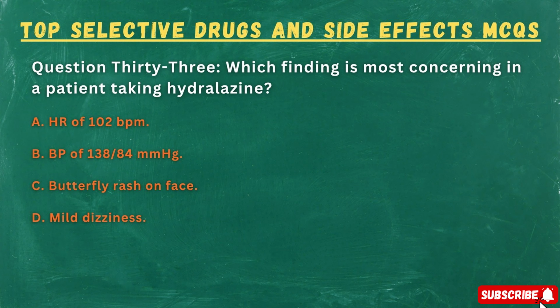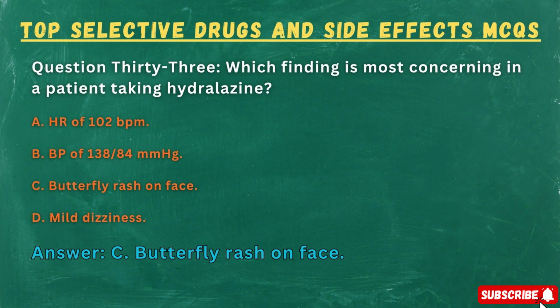Question 33. Which finding is most concerning in a patient taking hydralazine? A. HR of 102 BPM. B. BP of 138/84 mmHg. C. Butterfly rash on face. D. Mild dizziness. Answer: C. Butterfly rash on face.